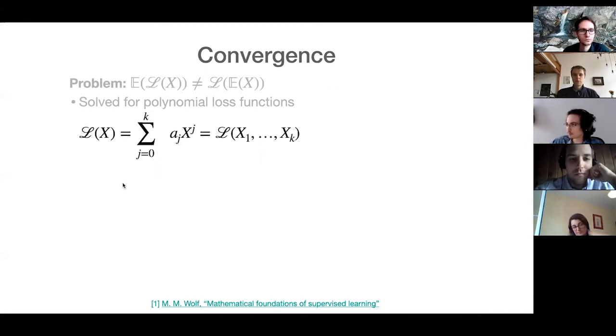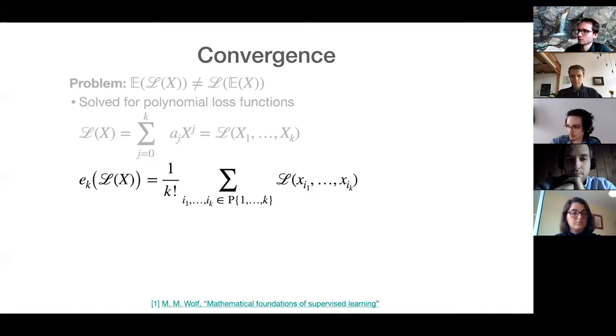Okay, let me briefly say how this works. If you have some polynomial loss function, a polynomial of kth degree, what you do is you interpret this polynomial as a polynomial in multiple random variables, which happens to be the same random variable every time. Then you take k samples from your random variable, so you at least have to take k samples to estimate your loss function, and you sum over all the different permutations entered into the arguments of your loss function. That's why it's called a fully symmetric estimator.